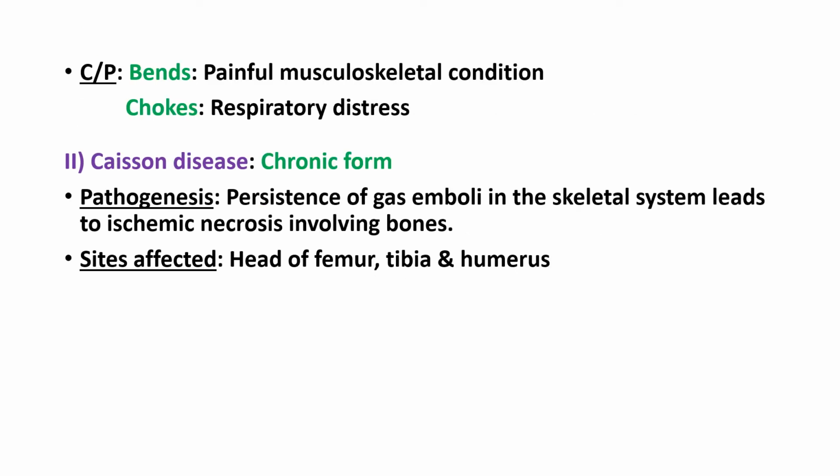And this leads to two different manifestations, bends and chokes. So bends is actually a painful musculoskeletal condition, and chokes is where the patient suffers from respiratory distress because of involvement of pulmonary vasculature. And then the second form of air embolism is Caisson disease, which is actually a chronic form of decompression sickness. So Caisson disease involves presence of gas emboli within the skeletal system leading to ischemic necrosis of bones. The most common bones which get affected are head of femur, tibia, and humerus.